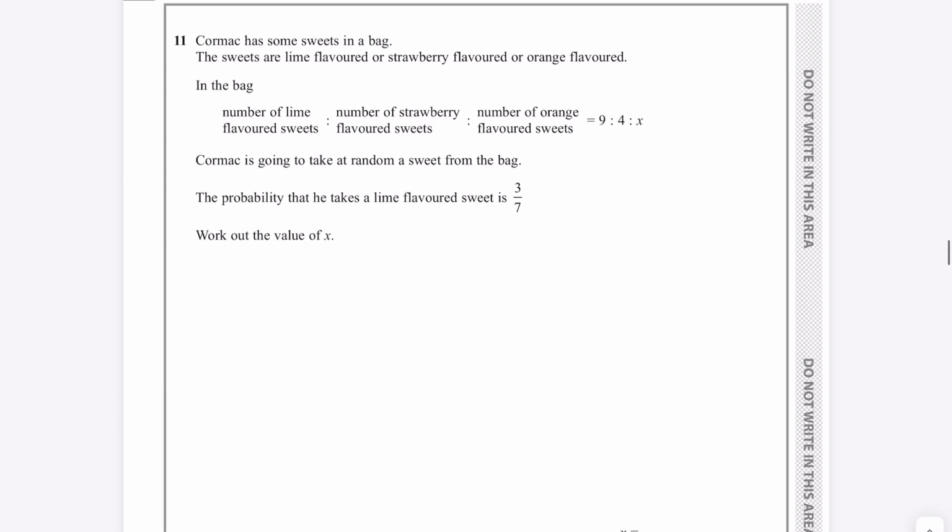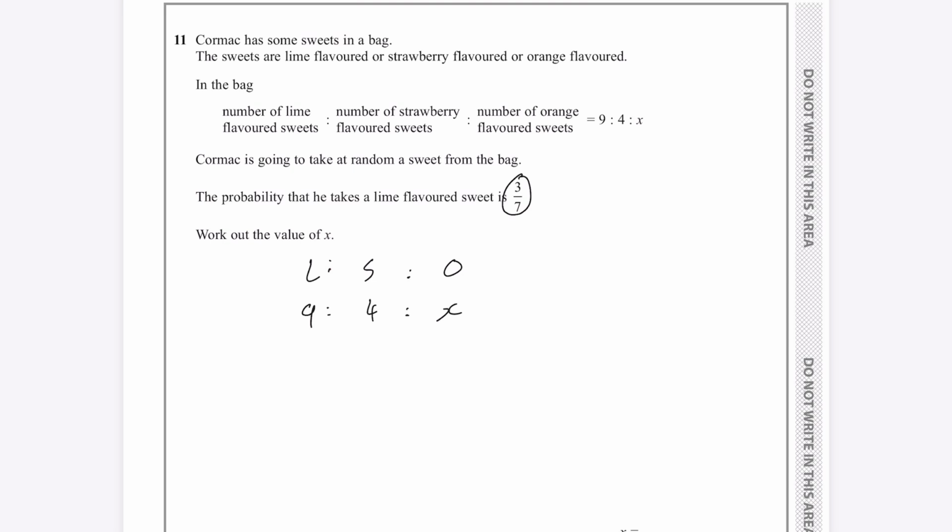So question 11, we have some sweets in the bag in the ratio of 9 to 4 to X. So we have lime to strawberry to orange, and that's in the ratio 9 to 4 to X. And it's saying the probability that it takes a lime flavored sweet is 3/7. Work out the value of X.